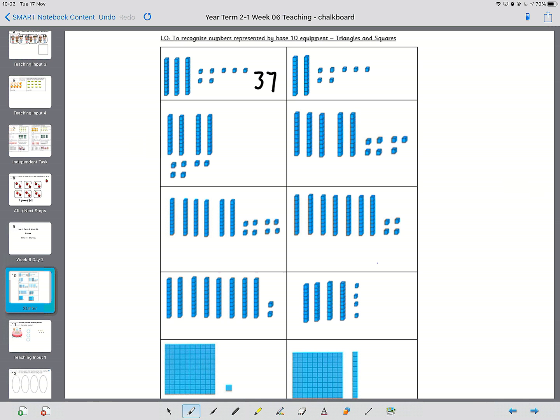So welcome back, Year 1. Let's go, and we're going to go across. So this next one is 10, 20, 21, 22, 23, 24, 25, 26, 27. One underneath is 10, 20, 30, 40, 41, 42, 43, 44, 45, 46. Next one is 10, 20, 30, 40, 50, 51, 52, 53, 54, 55, 56, 57.